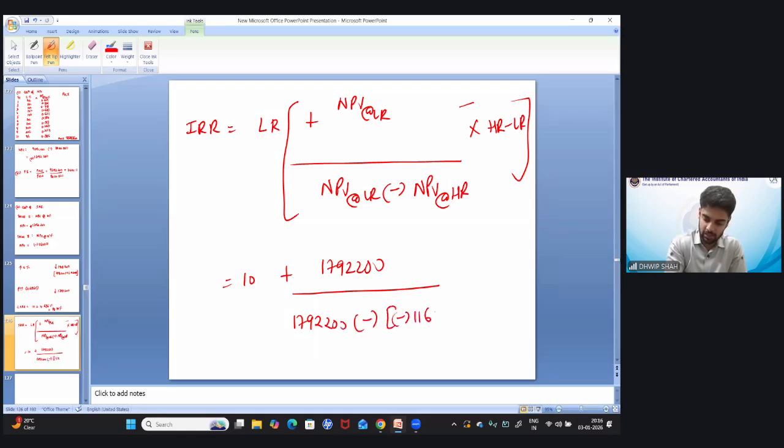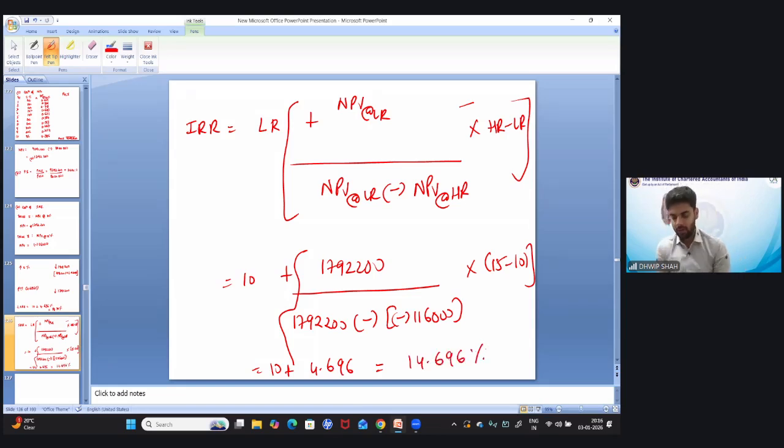Minus 116, into higher rate is 15, lower rate is 10. So 10 plus 4.696, 14.696%. That is equal to 14.7%.